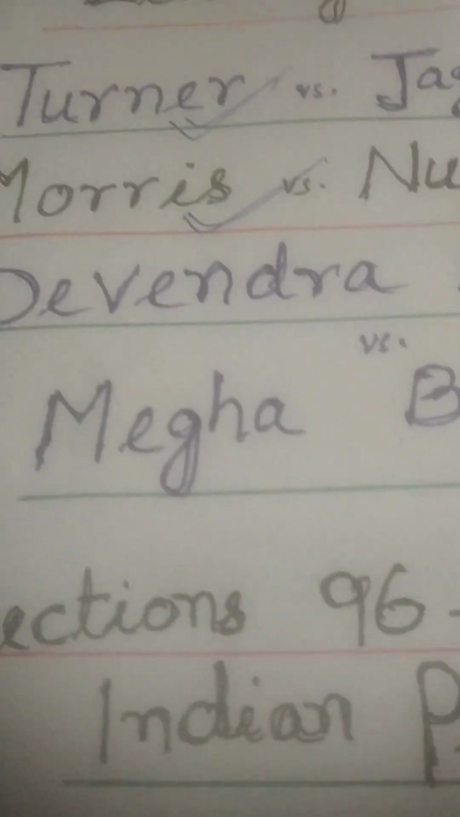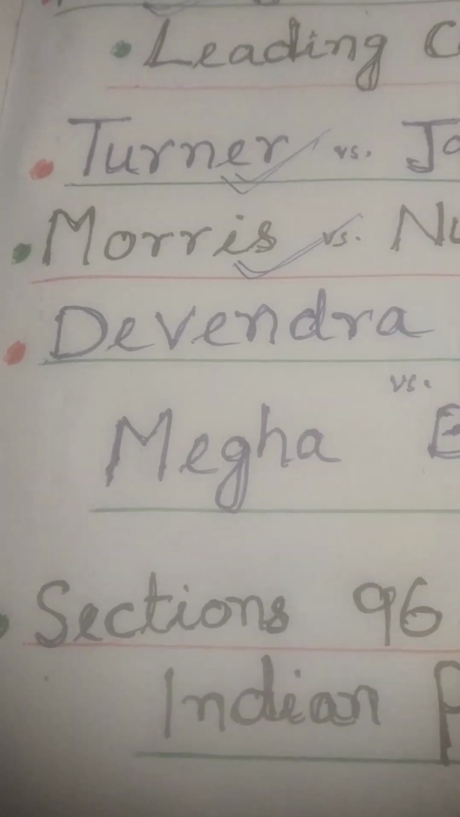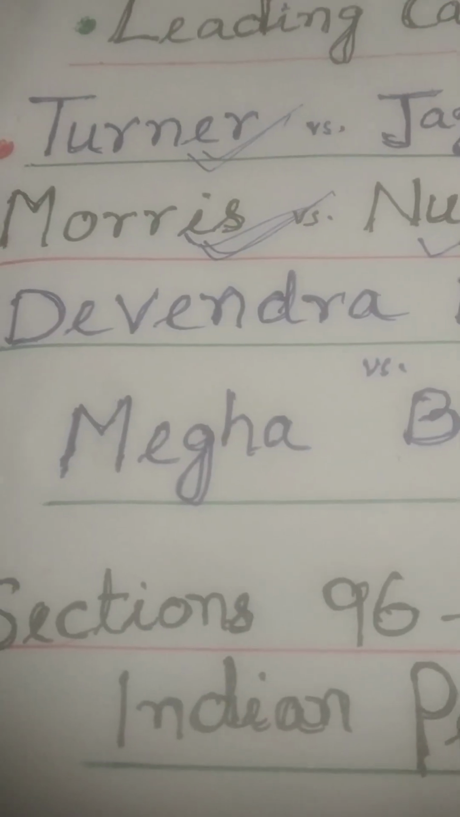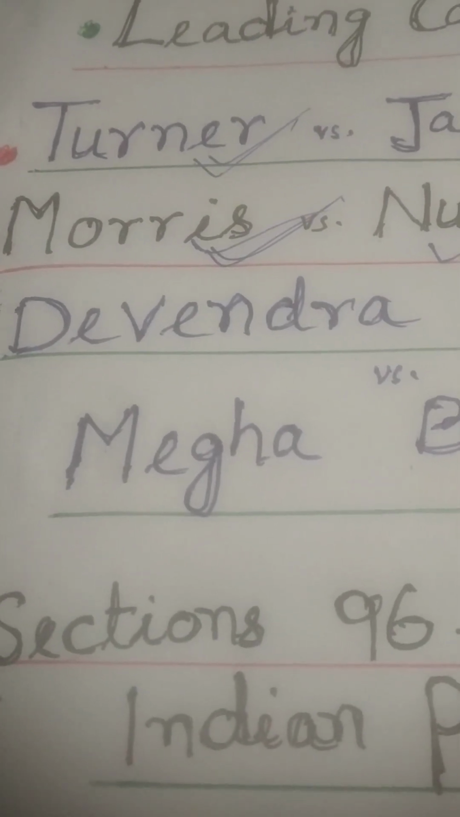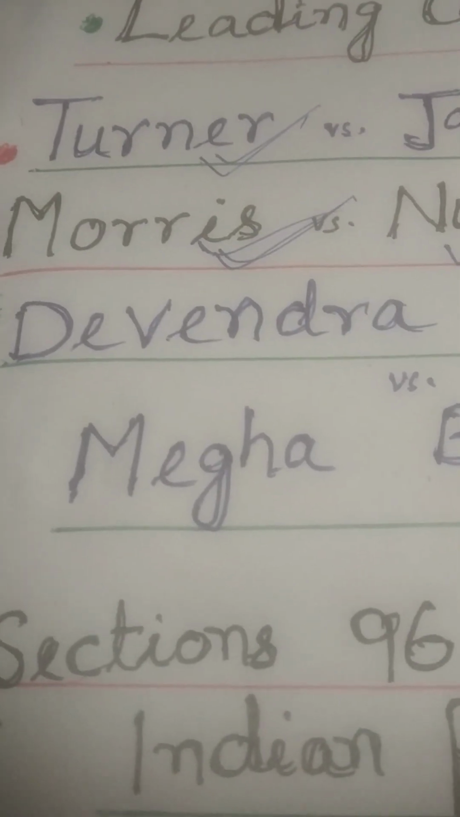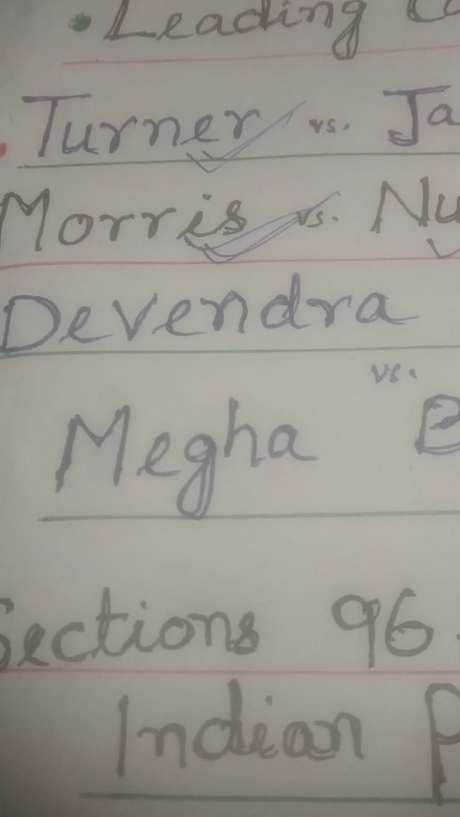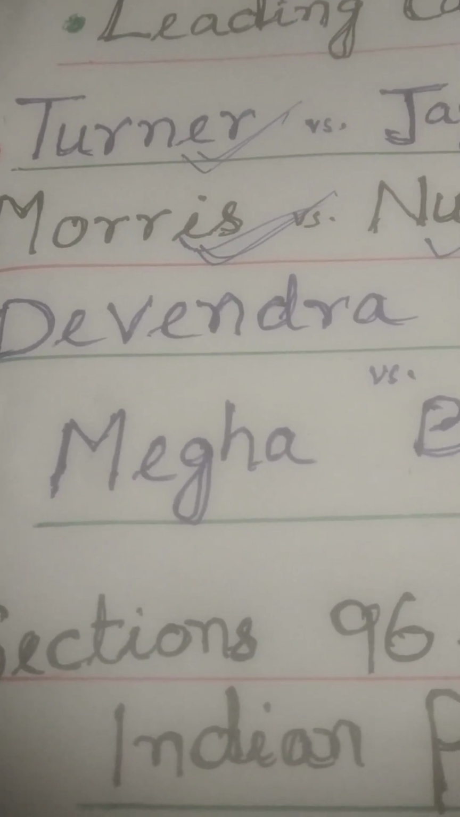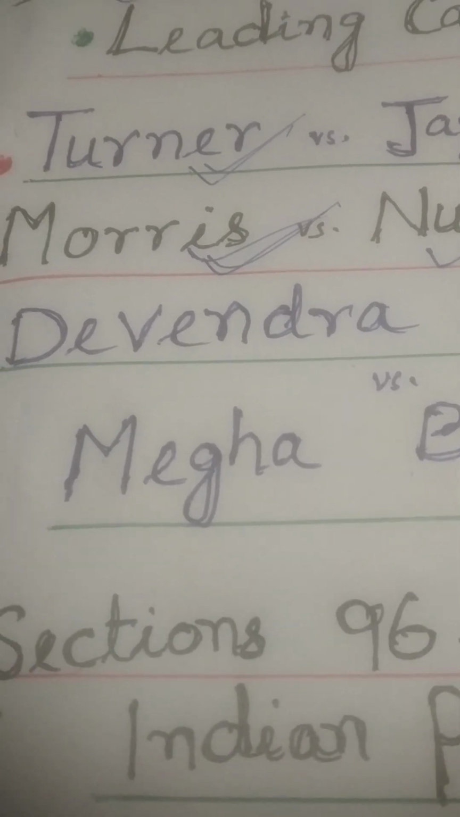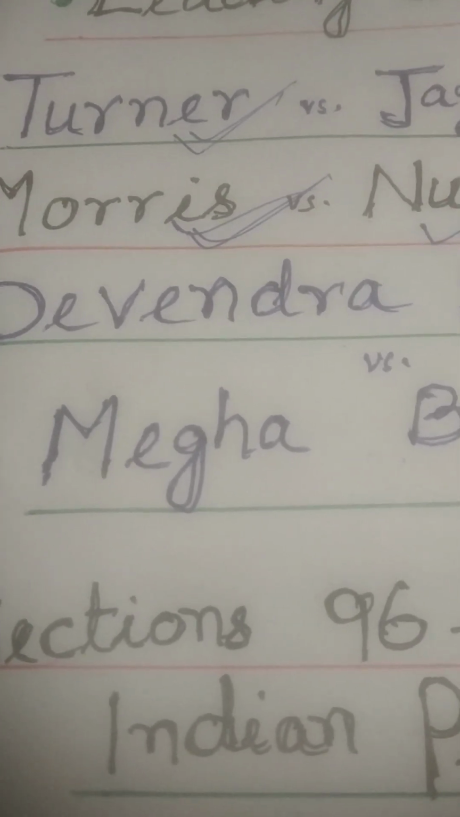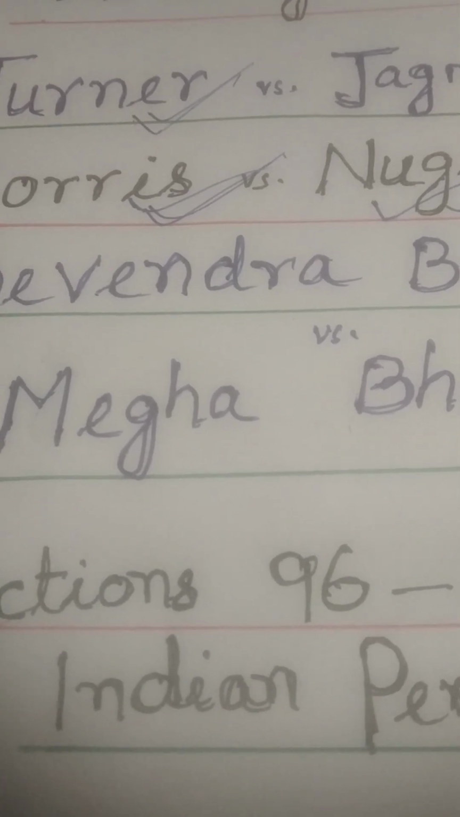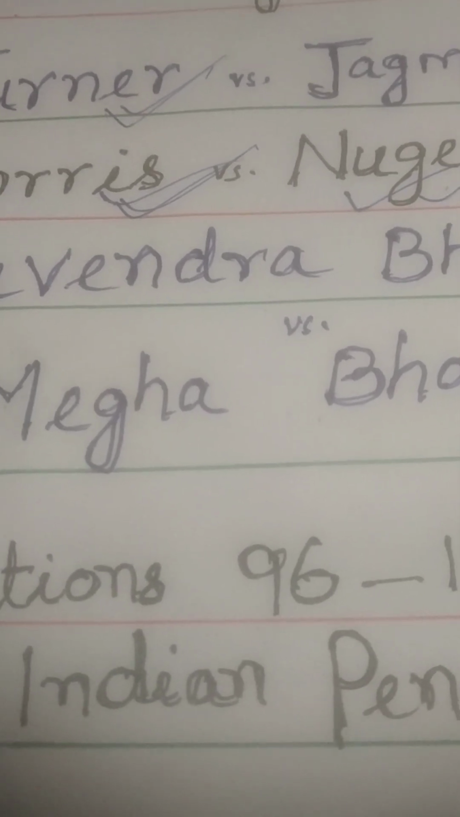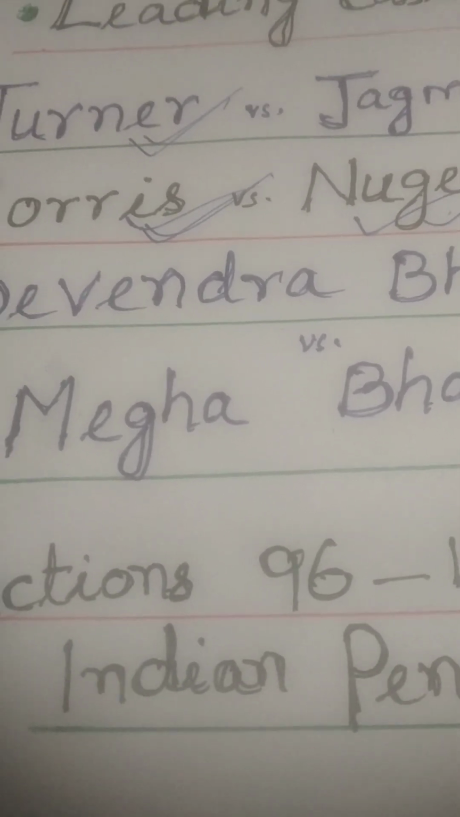As to the facts of Morris versus Nugent, the dog repeatedly entered the premises of the defendant, but when it was running away, shooting the dog was not covered by private defense, since it was running out of the premises.